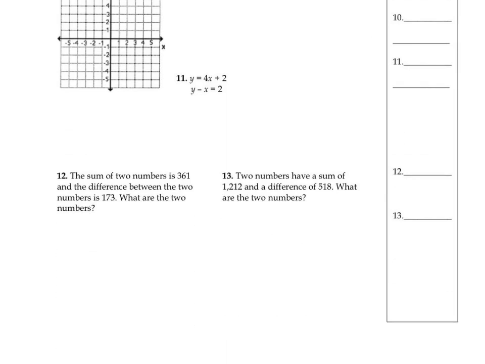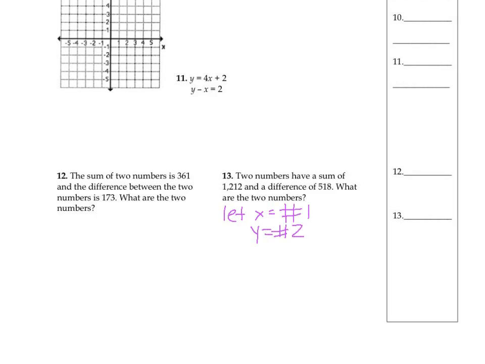And we can look at that. So it says two numbers have a sum of 1,212 and a difference of 518. What are the two numbers? So we have two numbers, so we can just let x equal the first number, number 1, and let y equal the second number, number 2.